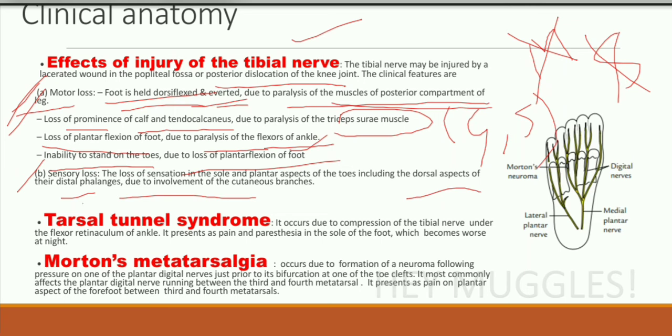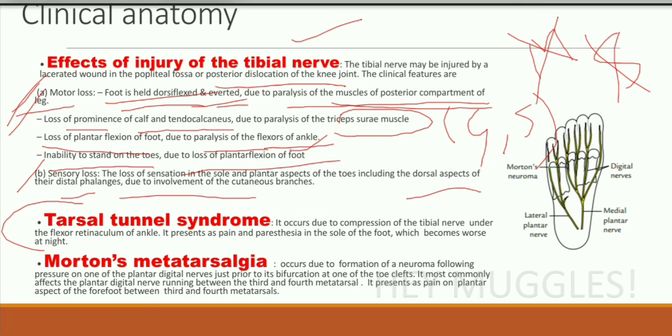Then next is tarsal tunnel syndrome. We have studied carpal tunnel syndrome in the upper limb. Similarly, we have tarsal tunnel syndrome in the lower limb, and it occurs due to compression of the tibial nerve in a tunnel, right? Similarly, in carpal tunnel syndrome, the median nerve is compressed in the carpal tunnel, right?